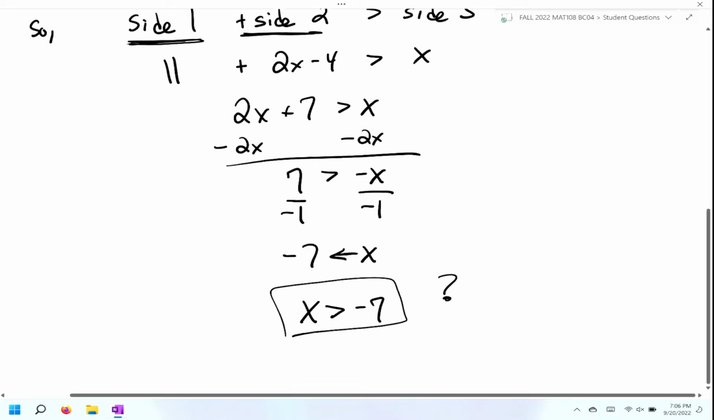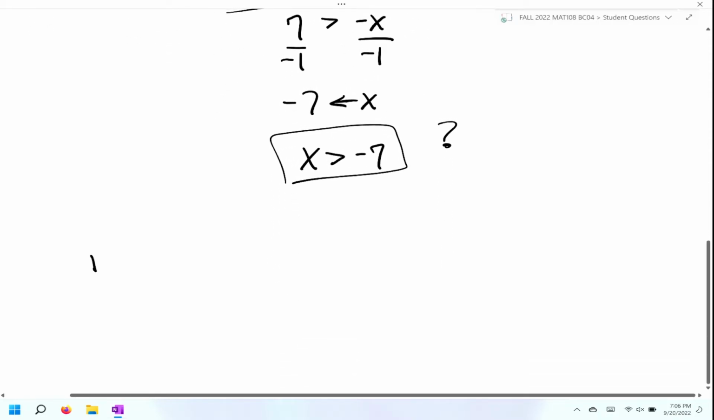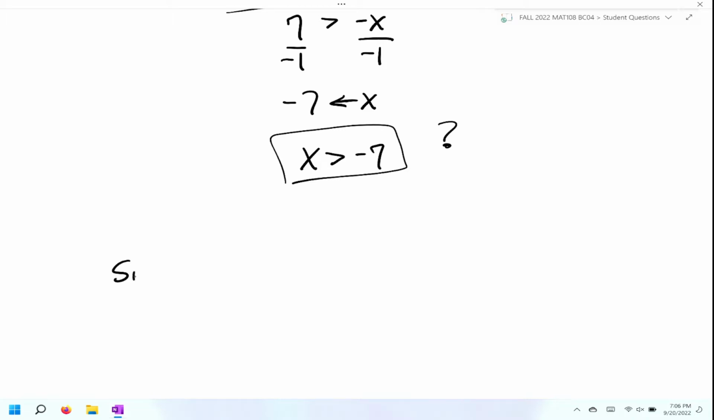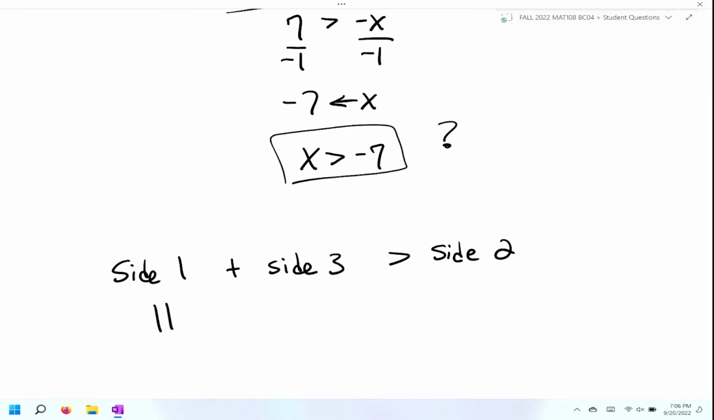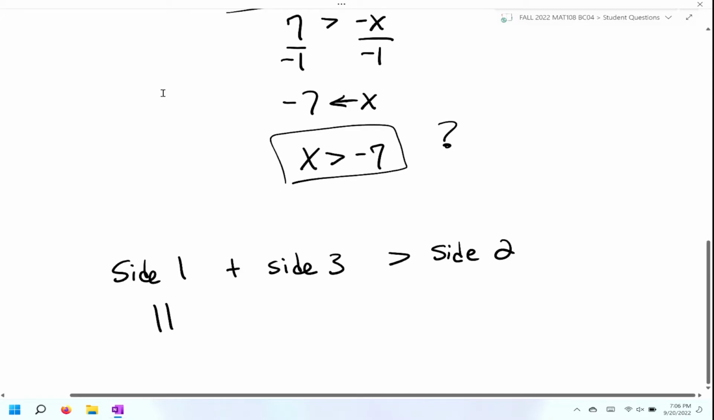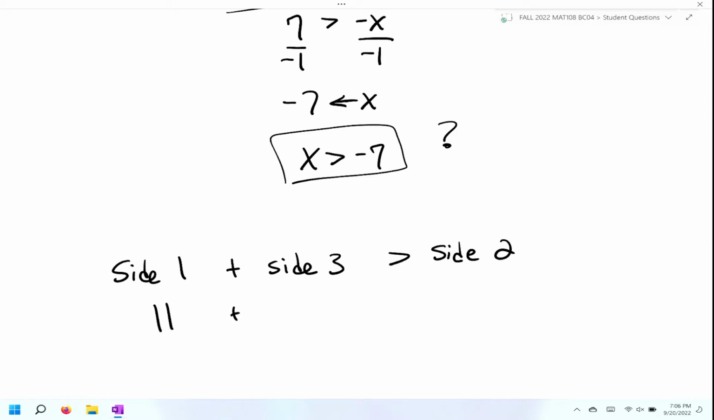So how about we do side 1, and we're going to add side 3 together and make that greater than side 2. Okay. We know side 1 is 11. And we also know side 3 is x. Side 2 is 2x minus 4. Okay? Now let's see what happens here.